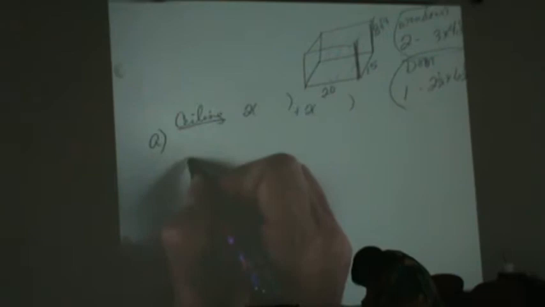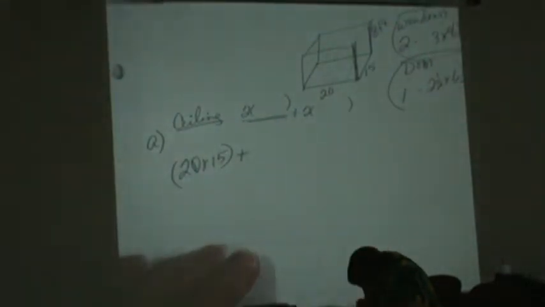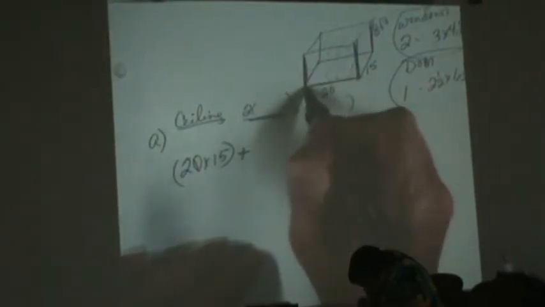Okay, so we have the ceiling, which is 20 times 15, right? Plus, we have 2 walls that are going to be 8 foot high and 20 wide. So 2 that are 8 by 20. The others will be 15 times 8, right? So we have 2 8 by 20 foot walls, and we have 2 15 by 8 walls. Okay, that's all 4 walls and the ceiling.